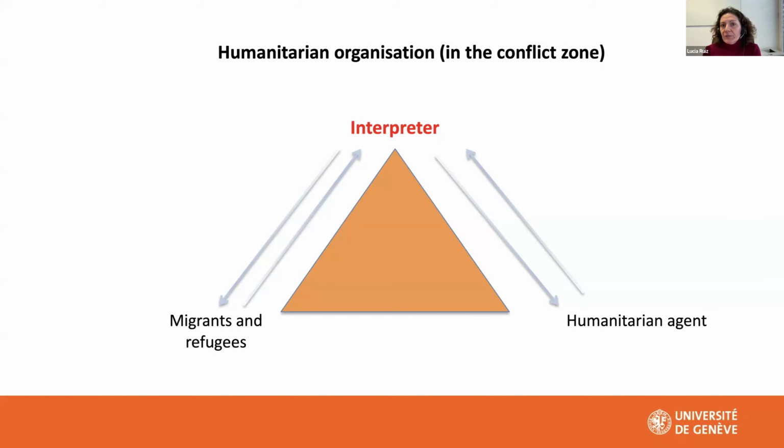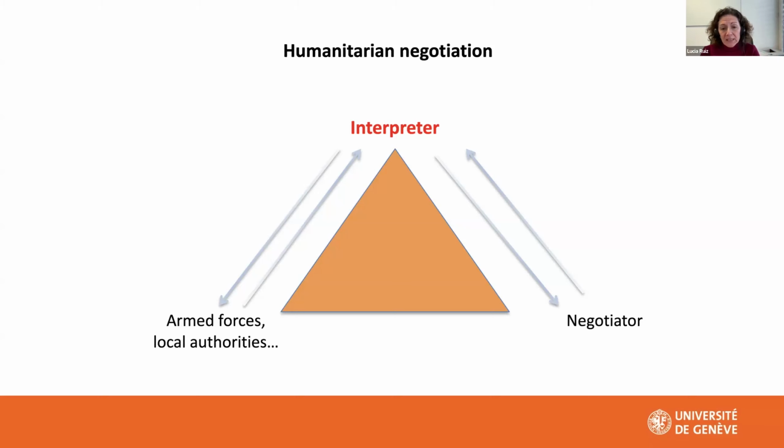From a broader point of view, when the interpreter is recruited by a humanitarian organization in the conflict zone, she or he will have to interpret between a migrant or a refugee and a humanitarian agent. And if the interpreter is recruited to work in an even more specific setting, which is a humanitarian negotiation, she or he will have to interpret between a humanitarian negotiator and the local authorities, the local armed forces, etc.